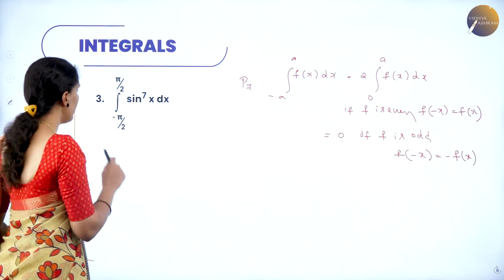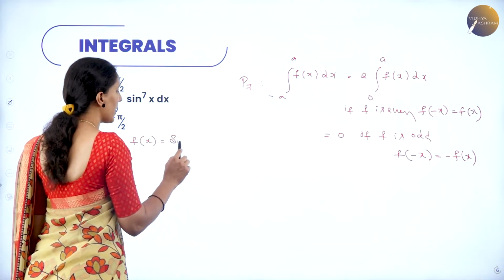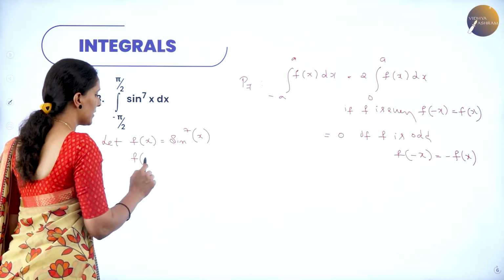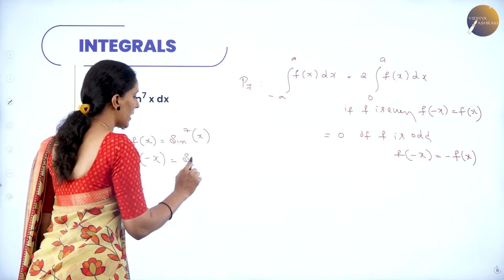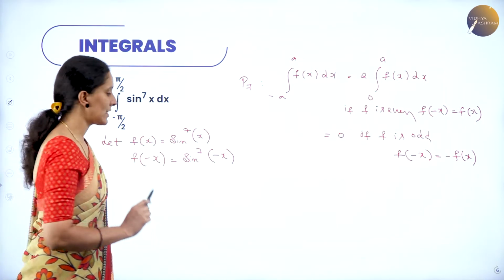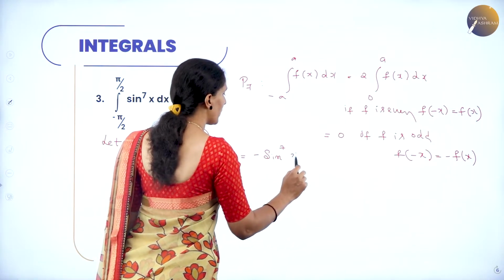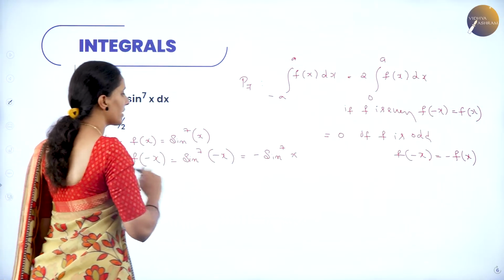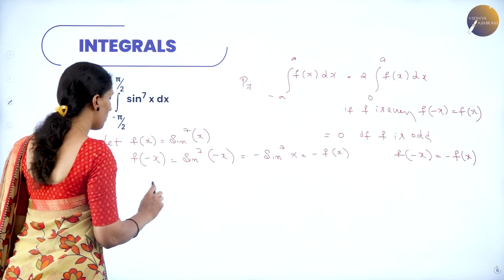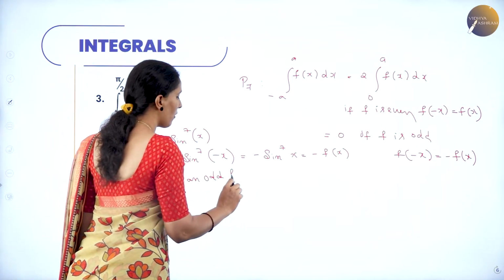So let me take f of x is equal to sine power 7 of x. Now change to f of minus x. F of minus x is sine to the power 7 of minus x. What is sine of minus theta? It is minus sine theta. So this becomes minus sine power 7 of x. Sine power 7 of x is nothing but f of x. So therefore it is minus f of x. So therefore f is an odd function.